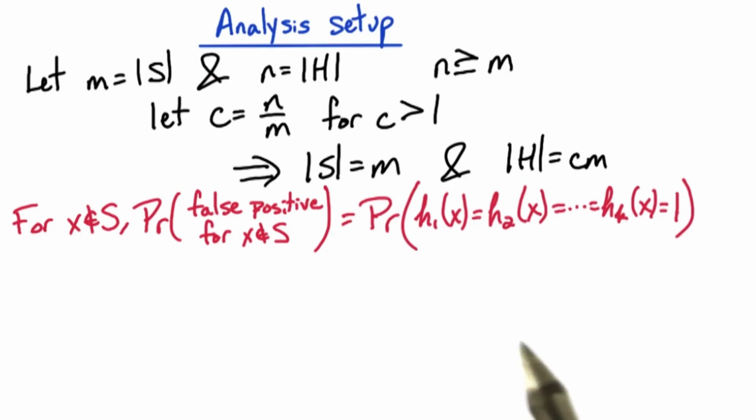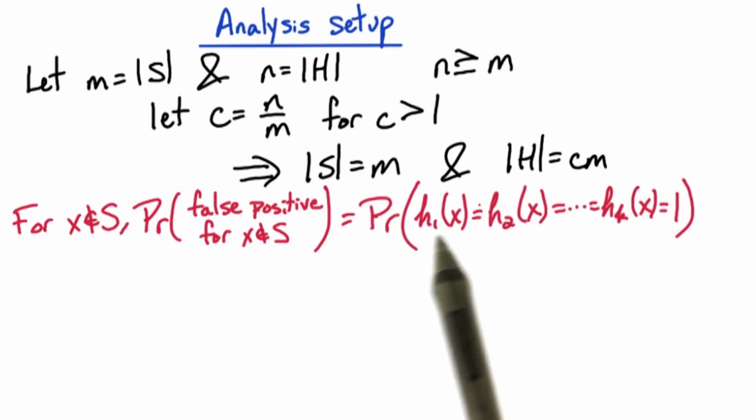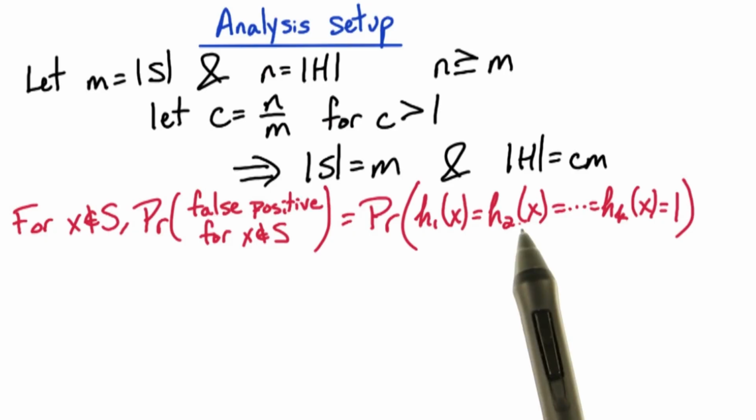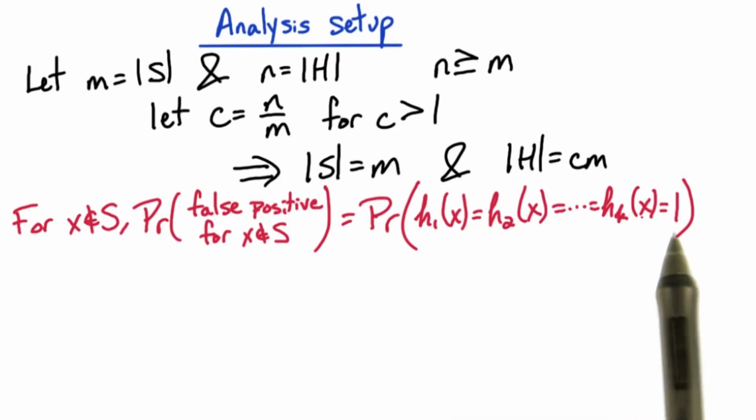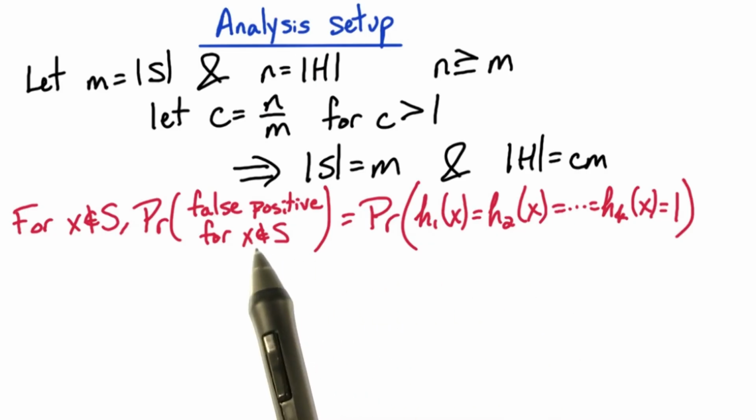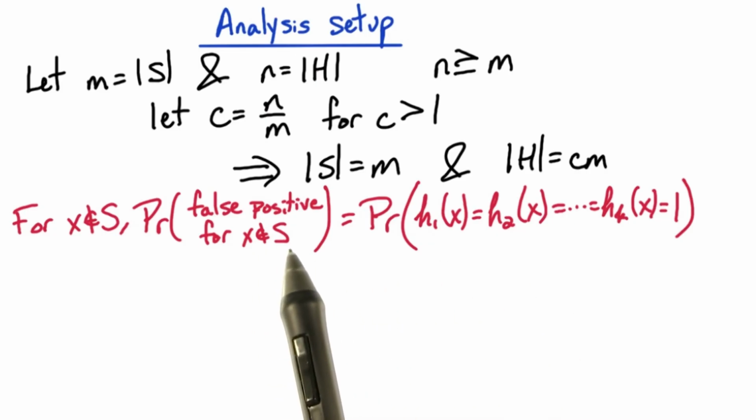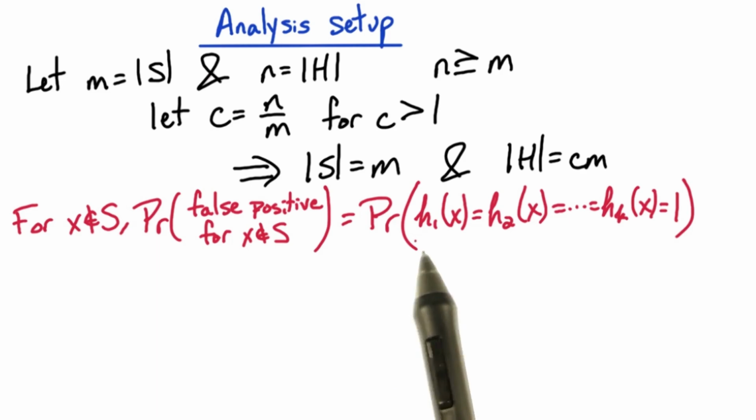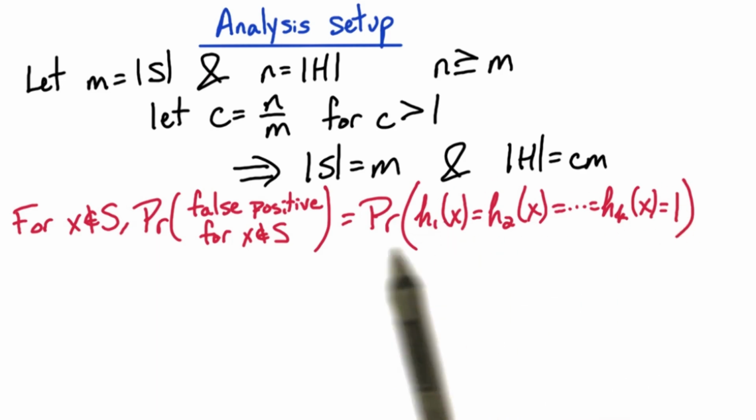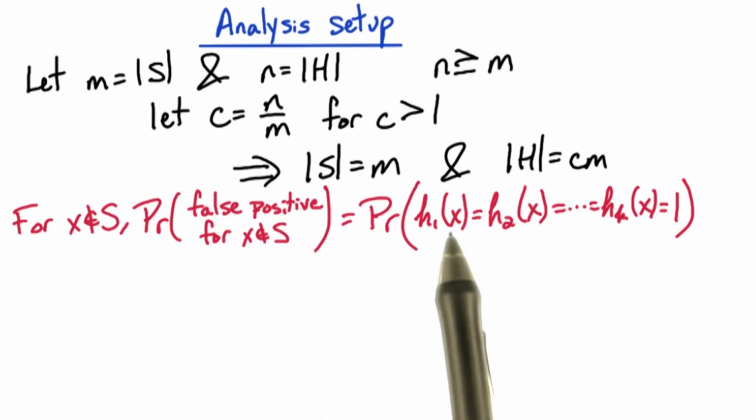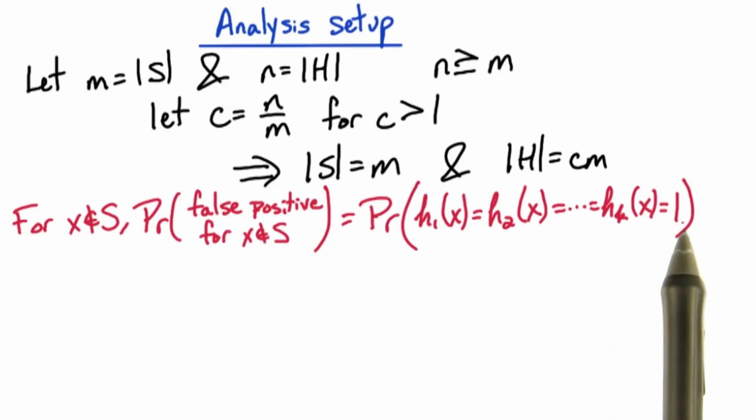So in order for this to occur, we need that all of the k bits for x, so H1 of x, H2 of x, up to Hk of x, were all set to 1. If all of these bits are 1, but x was never inserted into the database, then we'll get a false positive. We'll incorrectly say, yes, it is in the database because all of the k bits are 1, but it was never, in fact, inserted into the database. So let's try to analyze this probability that all of these k bits are set to 1.